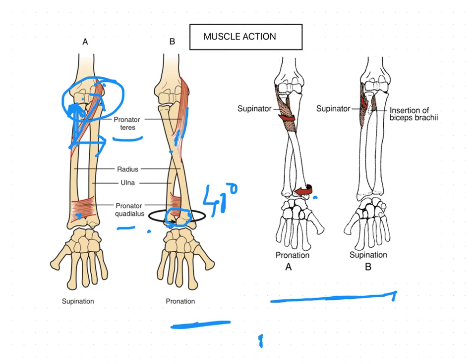That means here the supinator is the single muscle which is going to act on the shaft of the radius in all positions of the elbow or forearm, whether the elbow is extended, flexed, semi-flexed or in neutral position, or whether the forearm is in mid-prone position, fully supinated position or fully pronated position.